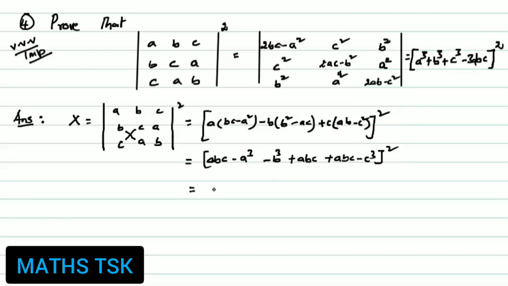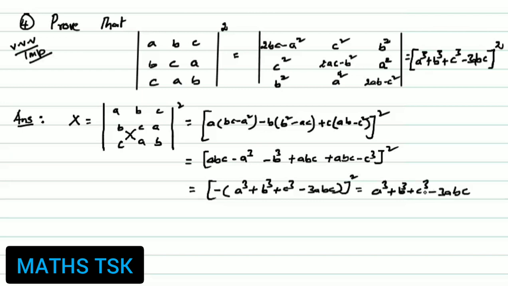Take minus common. Minus of A cube plus B cube plus C cube, A cube, B cube, C cube, minus common. Plus 3ABC is there, minus is taken common, so there is minus 3ABC. So the whole square is there. So I can write it as (A cubed plus B cubed plus C cubed minus 3ABC) whole square. Minus A whole square is A square. So I consider this as Y. There is Y. Right?